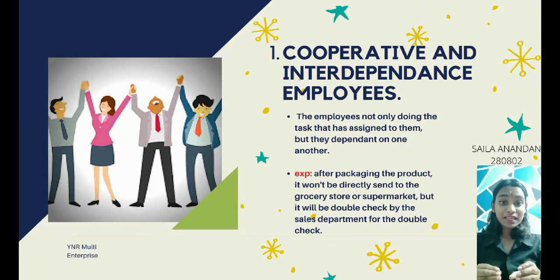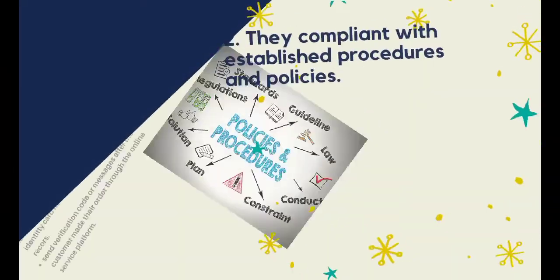For example, after packing the chili seasoning powder, which is the Y&R's main product, it will be turned over to the sales department to double-check the packaging method and the ingredient specification before sending it to the grocery store or supermarket. This doesn't mean they're not systematic. They're just being more cautious in the product manufacturing process to earn the profit that they desire.